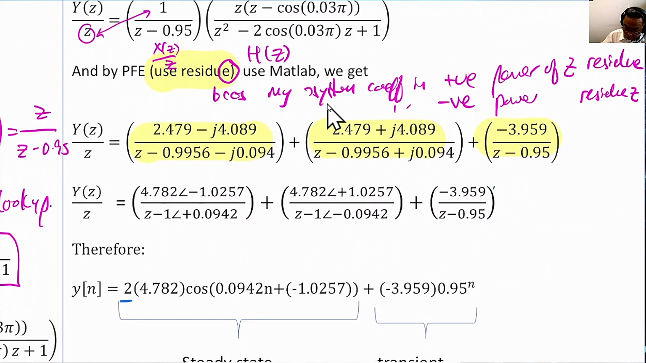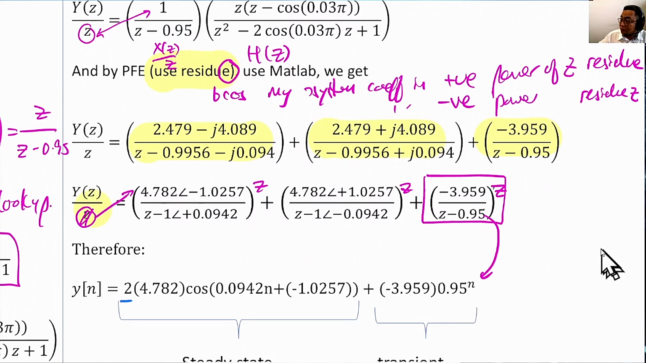Let us examine each of these. Just before we convert, we move the z from the left hand side to the right hand side. So there is a z here, there's a z here, and there's a z here, and now you can use the lookup table. You have a constant, minus 3.959, times 0.95 to the power of n. So this is the simple lookup table for the single pole.